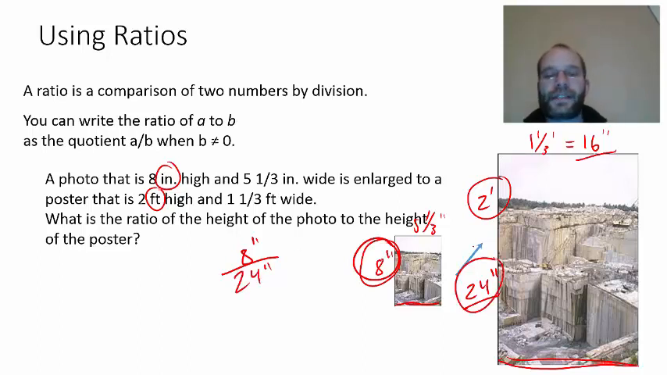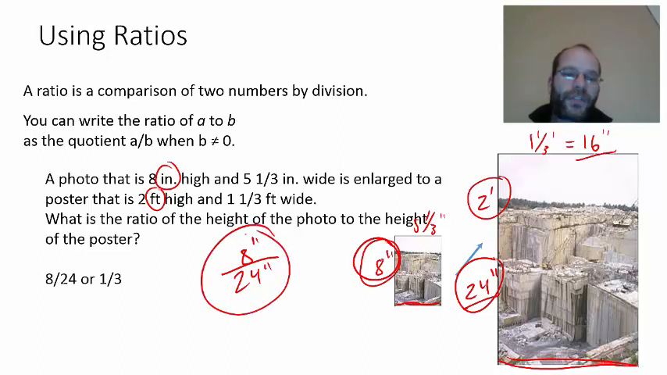There's the ratio. Pretty simple. A couple things we need to take note of. First of all, when we express a ratio, we try to reduce it down. So 8 over 24 can be reduced to 1/3. So that's important to keep in mind. Generally, the correct answer is to reduce it down.